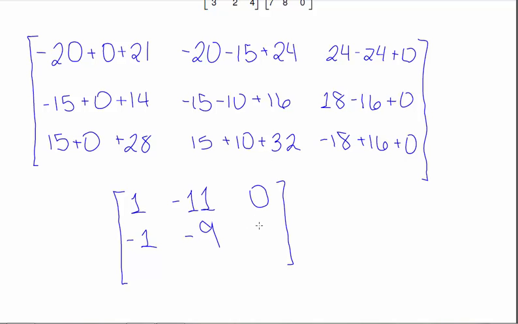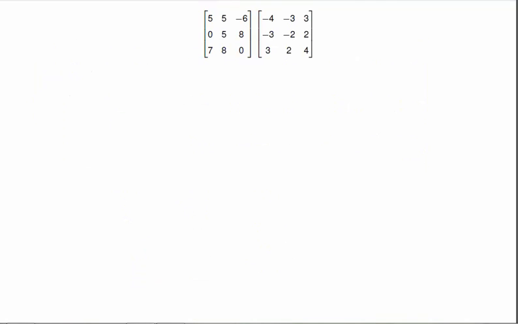18 minus 16 plus 0 is 2. 15 plus 0 plus 28 is going to be 43. 15 plus 10 plus 32 will be 57. Negative 18 plus 16 is minus 2. So now I have the final answer. So let's do another one.